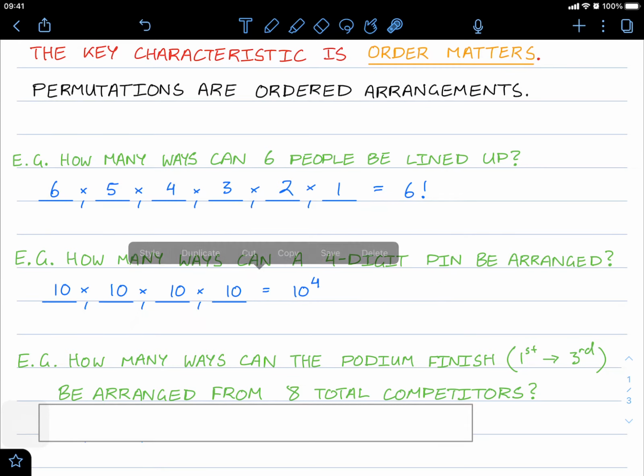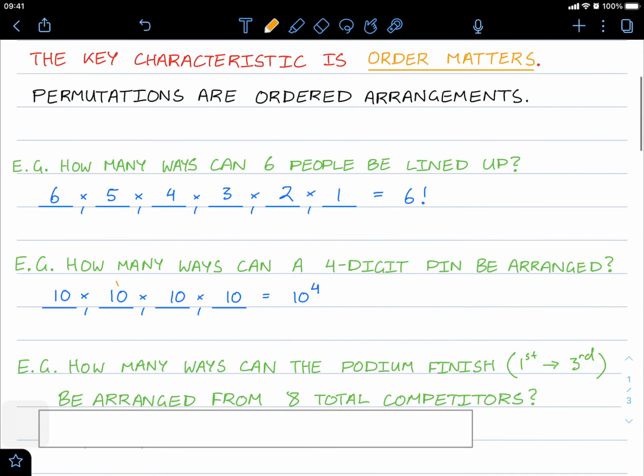How many ways can a 4-digit pin be arranged? Well, that's going to be 10 to the power of 4, because there are 10 digits, 0, 1, 2, 3, 4, 5, 6, 7, 8, 9, and in the first digit we could pick 10 objects, and in the second digit we could pick another 10, and so on.